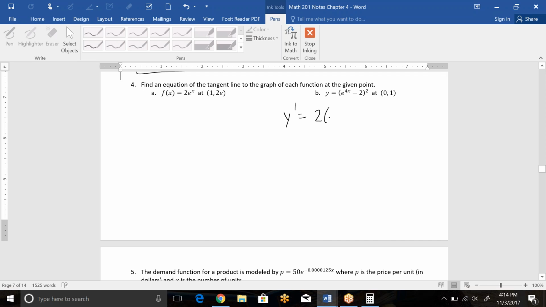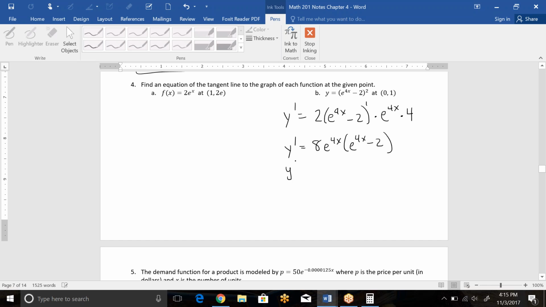We can bring the 2 to the front. This is e to the 4x minus 2. That would then be to the first power. And then we take the derivative of the inside. Well, the derivative of the inside has to mean taking the derivative of e to the 4x. It's always itself when you take the derivative times the chain rule of the exponent. So this would be y prime is 8e to the 4x times e to the 4x minus 2. That's if you combine everything.